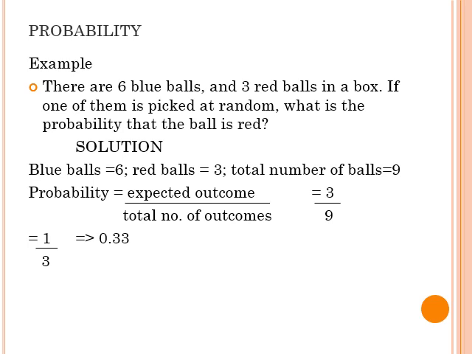If we simplify this further, it will give us 1 over 3, which can also be written as 0.33. This is the probability of picking a red ball from a box containing 6 blue balls and 3 red balls. Good. So we'll move on to the next slide.